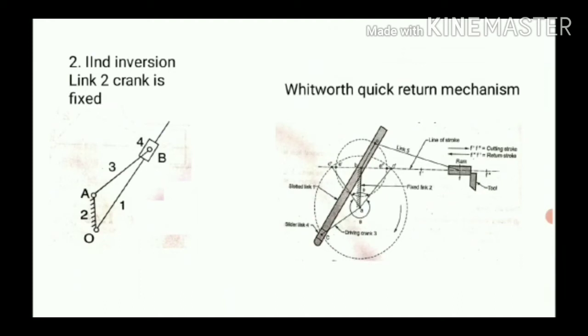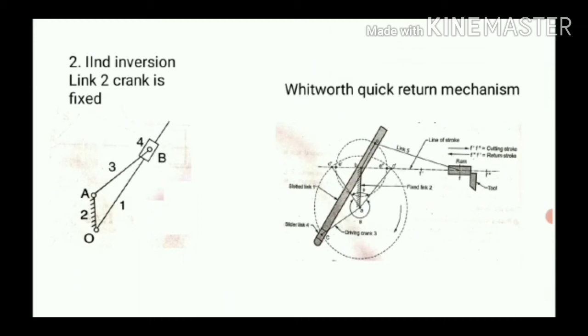Now when the driving crank rotates from AC' to AC'', it turns through an angle theta. What happens here? The extension link 5 transmits the motion of this mechanism to the ram, which carries the tool. The function of the tool is to remove material from the workpiece. This type of mechanism is used in shaper machines and milling machines.